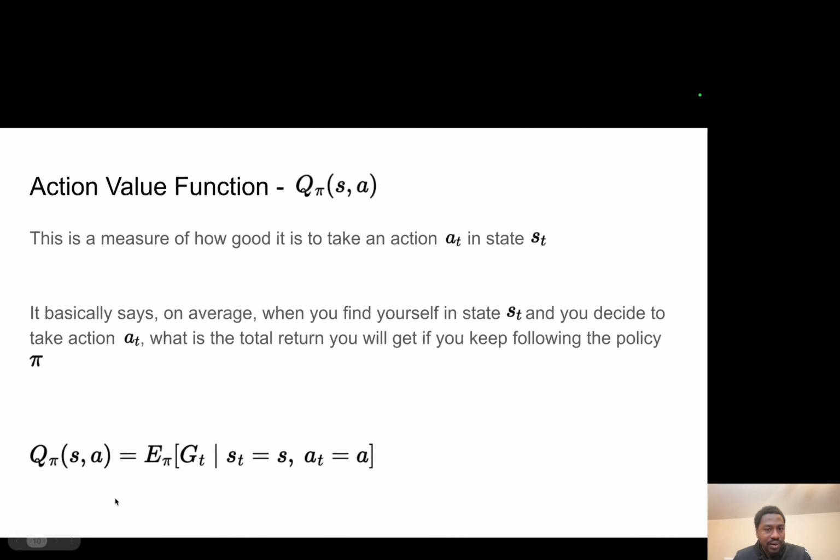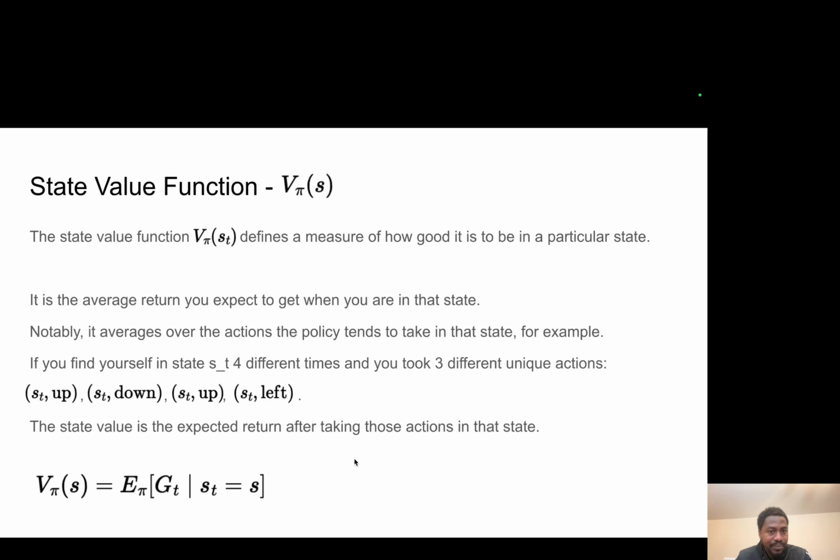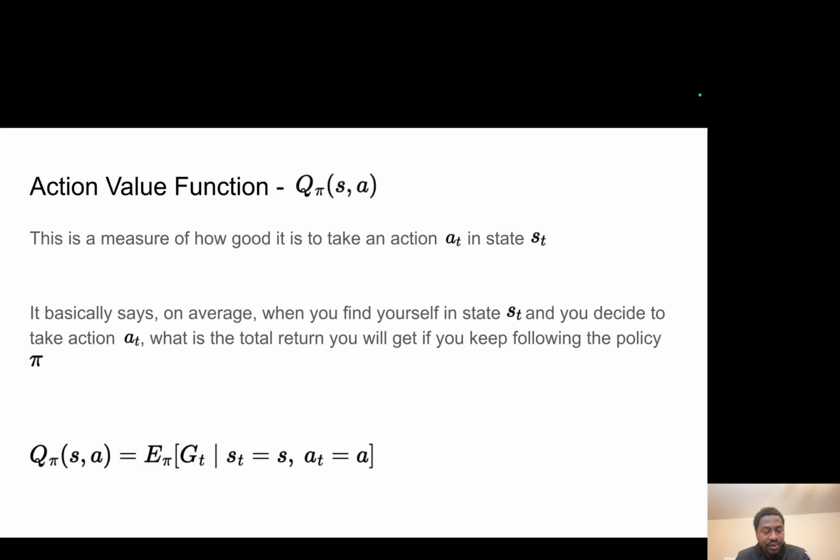There is what we call the action value function, right? Which is basically what we've been talking about so far previously, which is, given you're in a particular state and you take an action A in that state, how good is it to take that action in that state? You find yourself in a state, you take an action, what is the total return you expect to get, GT, when you're in state ST and you took action A. All right, that's the action value function. But the state value function is independent of the action, while the action value function is dependent on the action that you took.